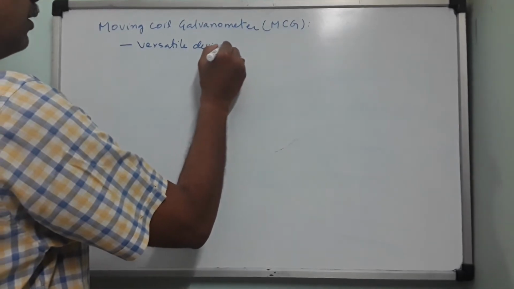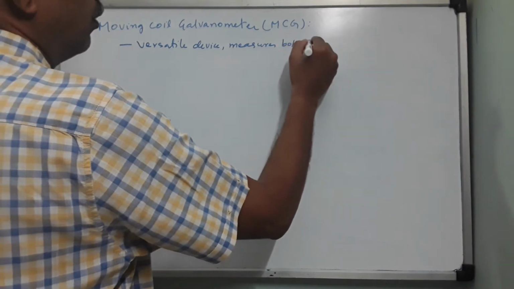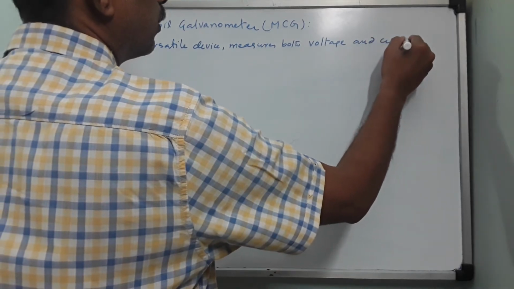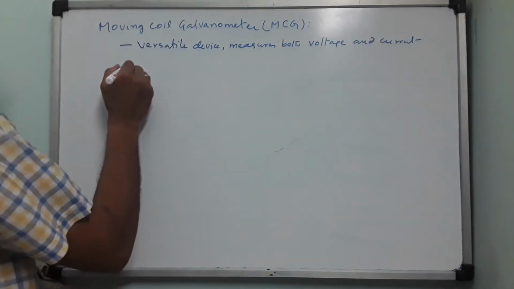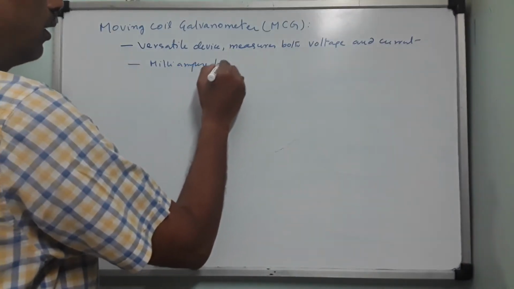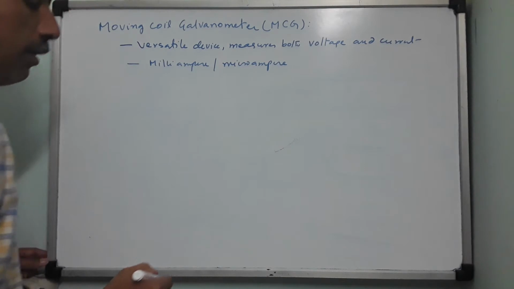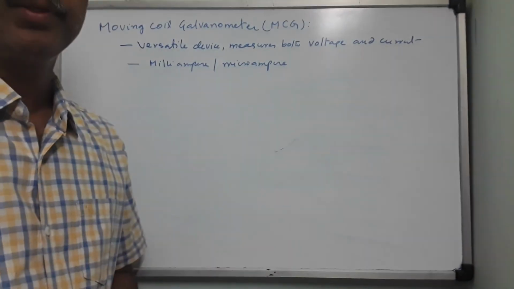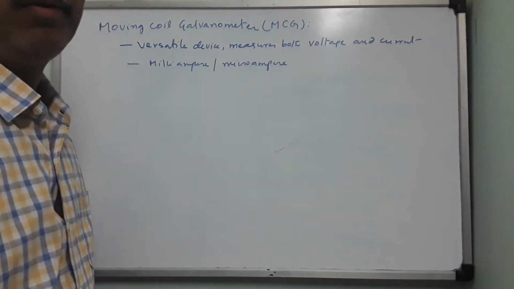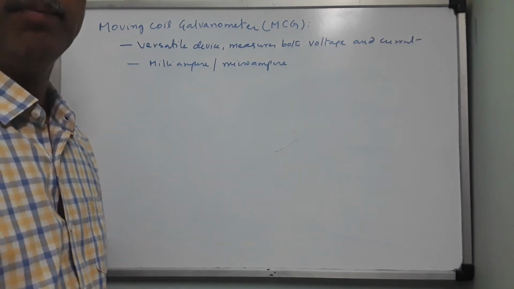Versatile device, measures both voltage and current. The order of measurement is only milli and micro, milliampere or microampere. So when you want to use it as an ammeter, where you need to measure 5 ampere or 10 ampere, then you need some conversions. That we will take up in the next class, that is conversion of galvanometer into voltmeter and ammeter.